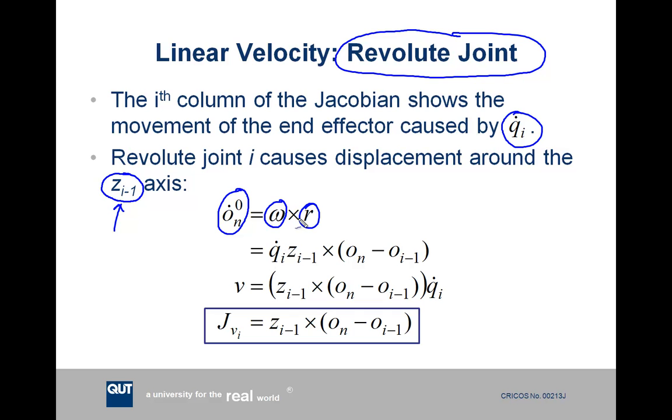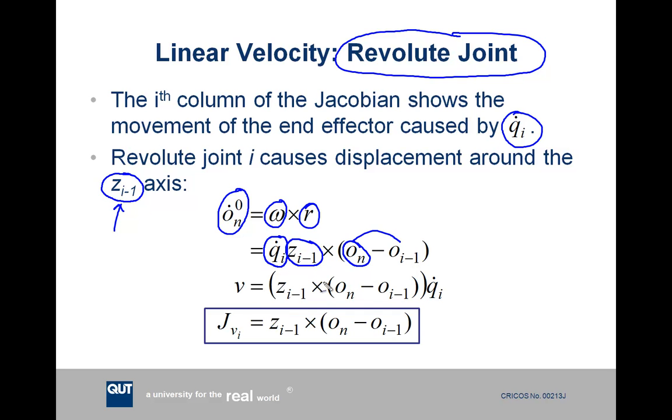So what does this all equal? Well, the rotational speed that's contributed by joint I is the joint velocity, which is an angular velocity, rotating around the z I minus 1 axis, times the difference between where the reference frame of the tool point is and the reference frame of this particular joint.